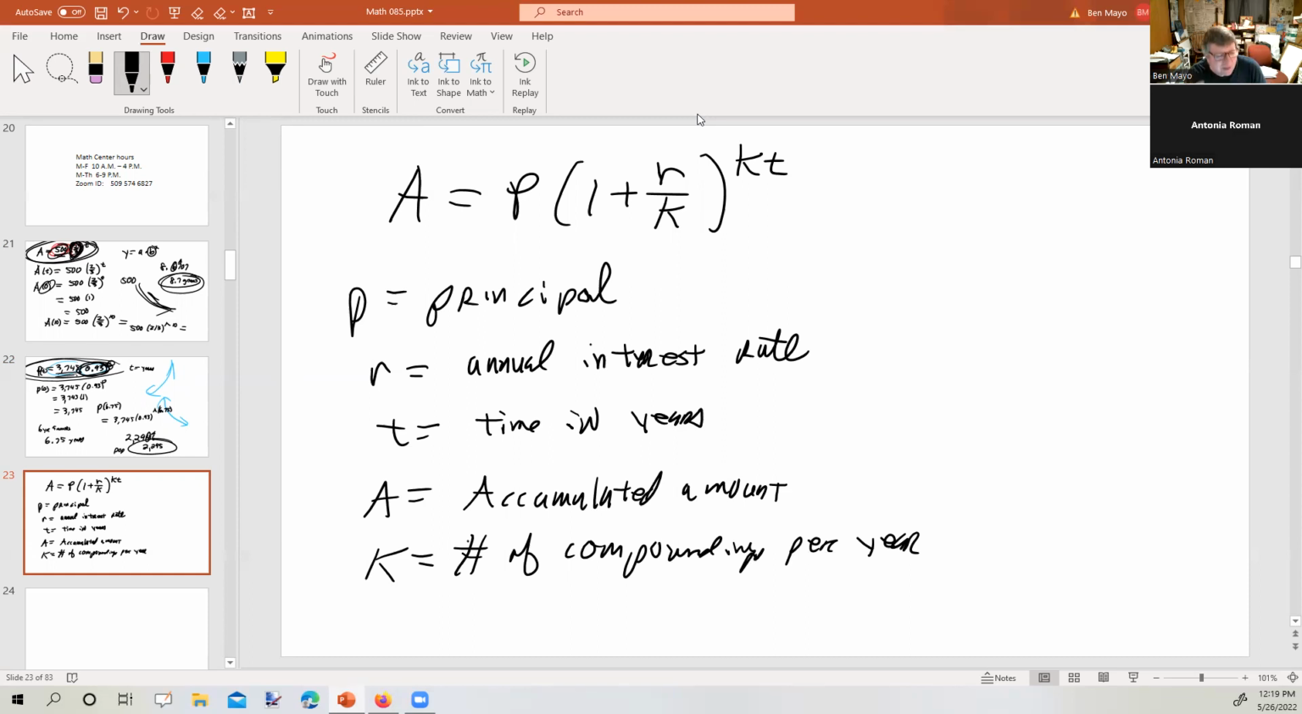Yes. The more times they compound it, the more money you're going to make. So K is the number of times compounded. If it's annually, K is 1. If it's semi-annually, K is 2. If it's quarterly, K is 4. If it's monthly, K is 12. If it's daily, K is 365, etc.